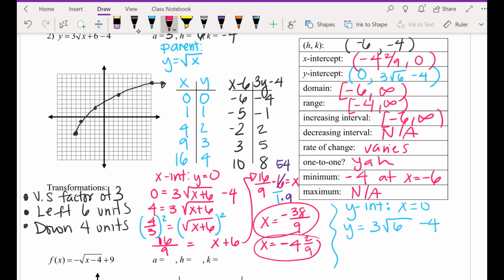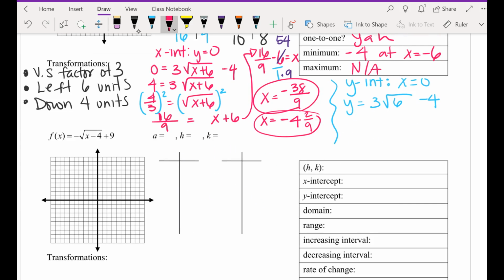Is there any instance where the domain and the increasing interval will be different? I don't have to have an increasing interval in this case. For this case, no. If you have an increase and decrease, then it normally matches up with your domain because you have a starting and then an ending.